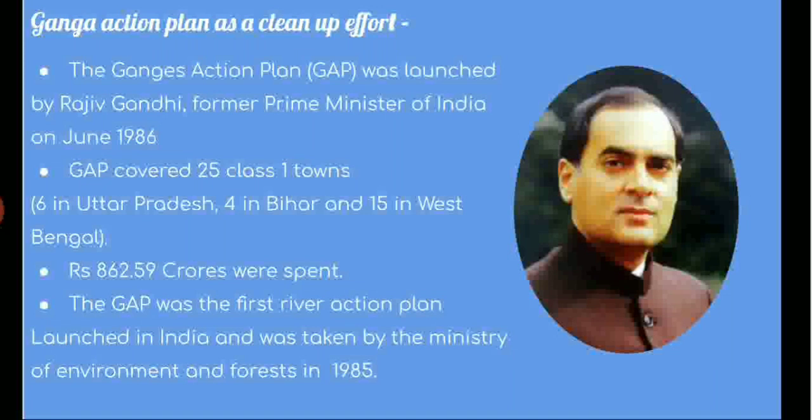Now Ganga Action Plan as a cleanup effort. GAP was launched by Rajiv Gandhi, our former Prime Minister of India, in June 1986. GAP covered 25 class 1 towns, 6 in Uttar Pradesh, 4 in Bihar and 15 in West Bengal. Rupees 862 crores were spent. The GAP was one of the first river action plans launched by India, which is very important because it was a trendsetter for other action plans to be released in the future, and it was taken up by the Ministry of Environment and Forest in 1985.